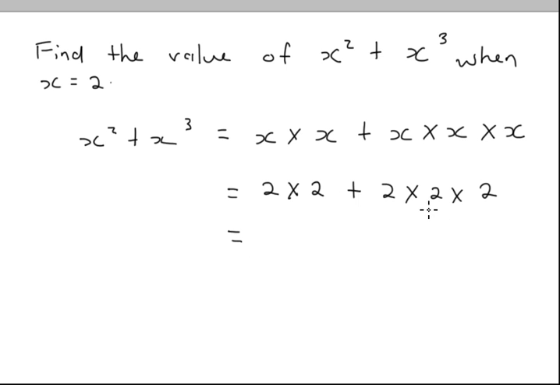Again, I have multiplication and addition on the same line. I have to perform the multiplication first. So 2 times 2 is equal to 4. I copy back the plus sign, and then I perform the multiplication 2 times 2 times 2. 2 times 2 is 4, 4 times 2 is 8. So it's 4 plus 8, and this is equal to 12. So 12 is my answer.